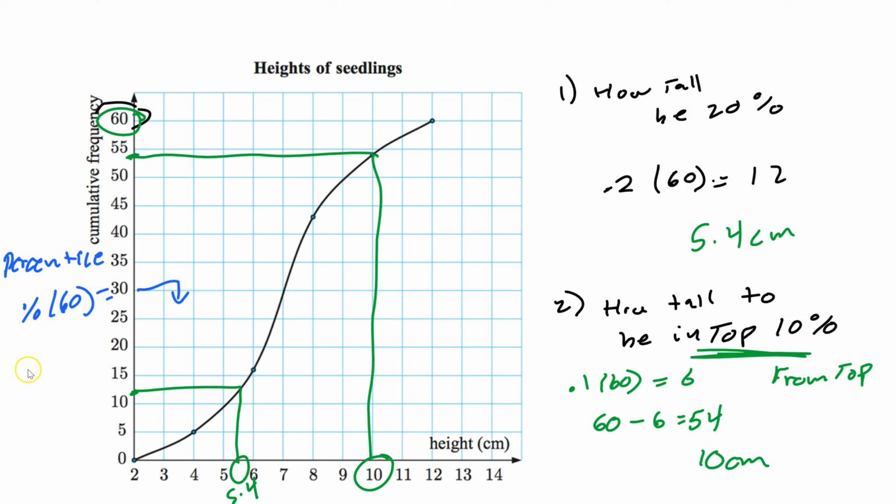Now, if they ever say the top percentile or top whatever, then you go from the top. Keep that in mind. Same idea, but you go from the top. So you have to go from 60. Basic percentile, you go from 0. That's a slight difference. Now let's go the other way. What if they give me the height and I have to figure out the percentile? That's what's next. Let me clear the board again.